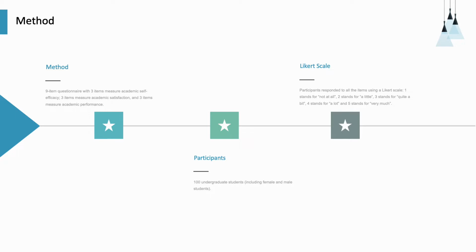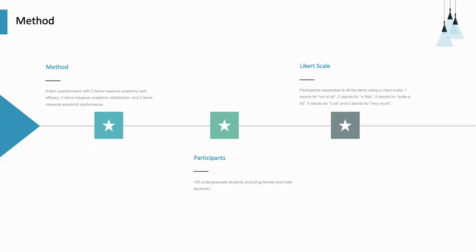The method used in the research is a 9-item questionnaire. The participants were 100 undergraduate students. A total of 9 items were covered in the questionnaire, with 3 items measuring academic self-efficacy, 3 items measuring academic satisfaction, and 3 items measuring academic performance.